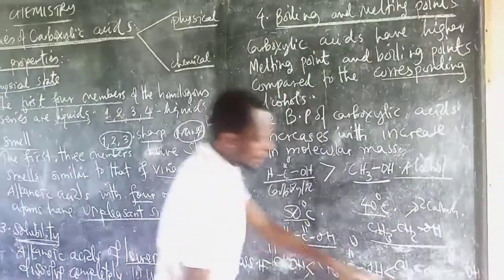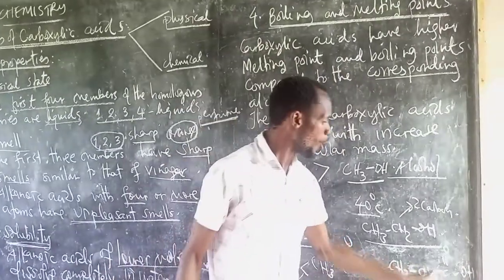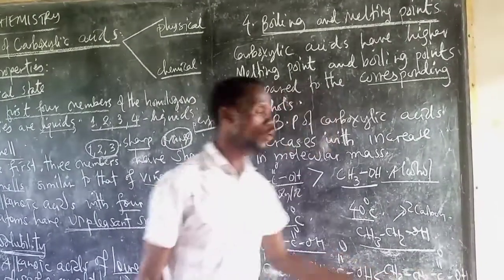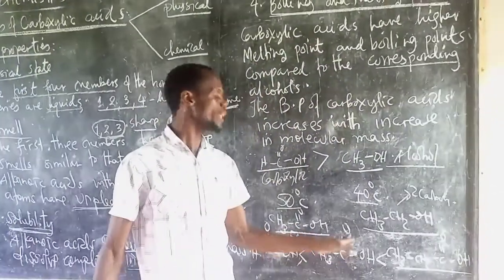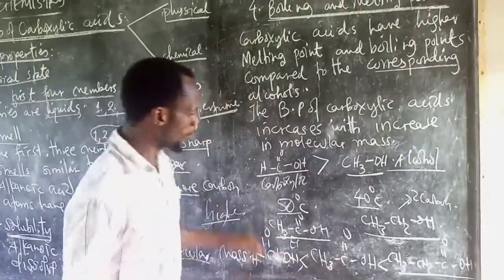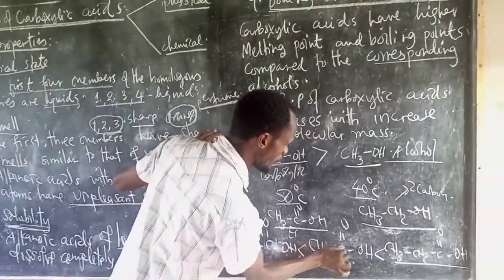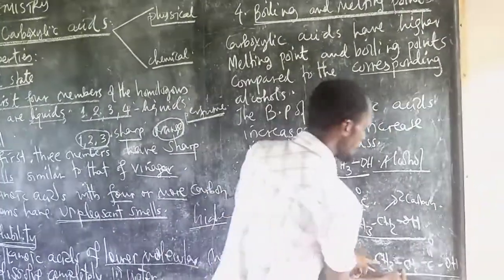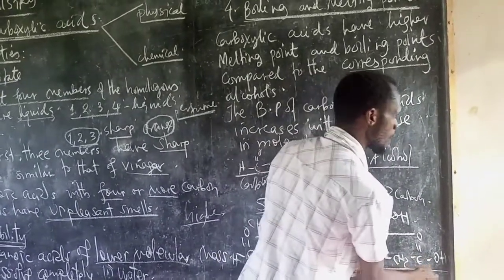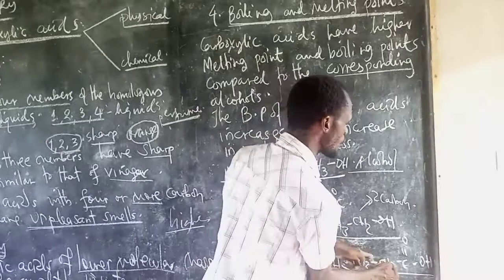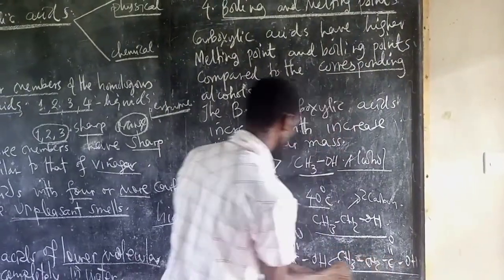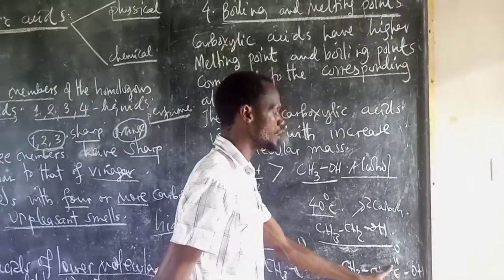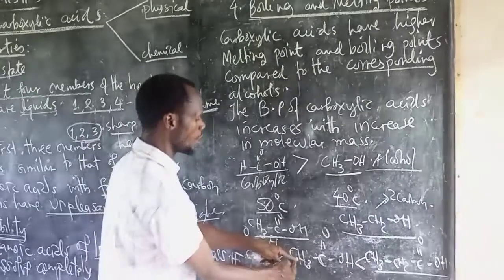Means the carboxylic acid with more molecular mass has got a higher boiling point or melting point compared to the carboxylic acid with less molecular mass. Example, if you look here, we are having 2 carbons, but here we are having 3 carbons. Means the number of carbons here is increasing and the number of hydrogens also is increasing. Now we expect the molecular mass of propanoic acid is greater than the molecular mass of ethanoic acid. And therefore, the boiling point of propanoic acid is greater than the boiling point of ethanoic acid.